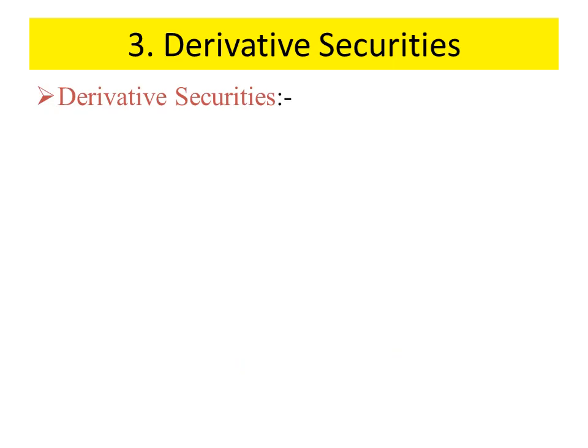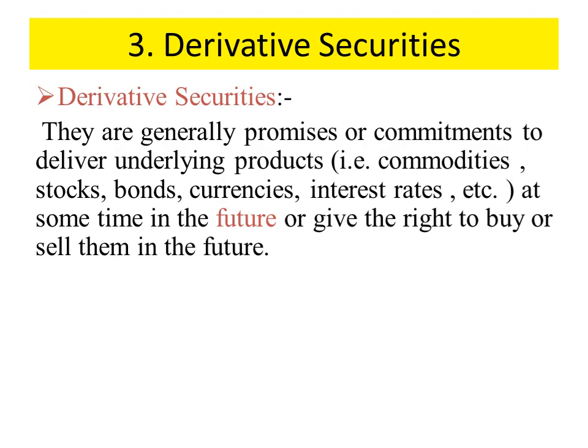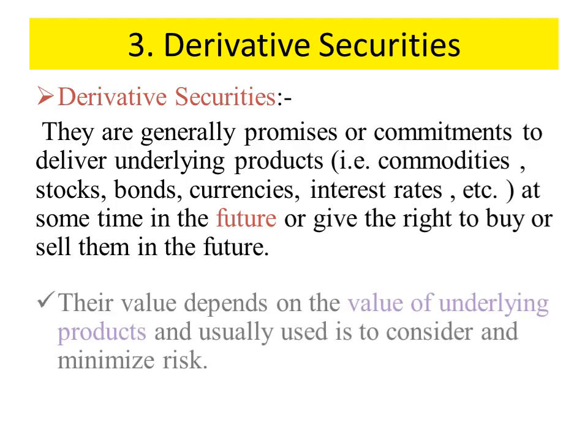The third one is derivative securities. Derivative securities are generally promises or commitments to deliver underlying products, that means commodity, stock, bonds, currencies, interest rates, etc., at some time in the future, or a given right to buy or sell them in the future. This is for managing your risk. You can manage your risk by purchasing things in the future, by considering different scenarios, by considering different situations.